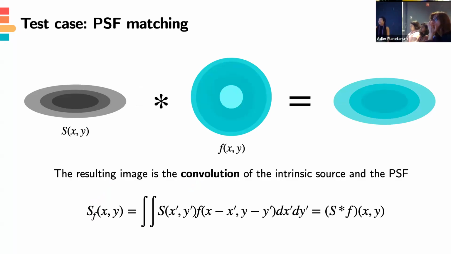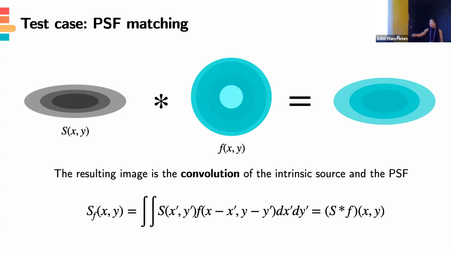If we observe our intrinsic galaxy surface brightness profile S of xy through an image or through a detector setup that has a known PSF, the way that you can describe this mathematically is the convolution of your intrinsic surface brightness profile and your PSF. So what that looks like mathematically is down here. Let's call this S of f xy. So this is the source observed in this setup.